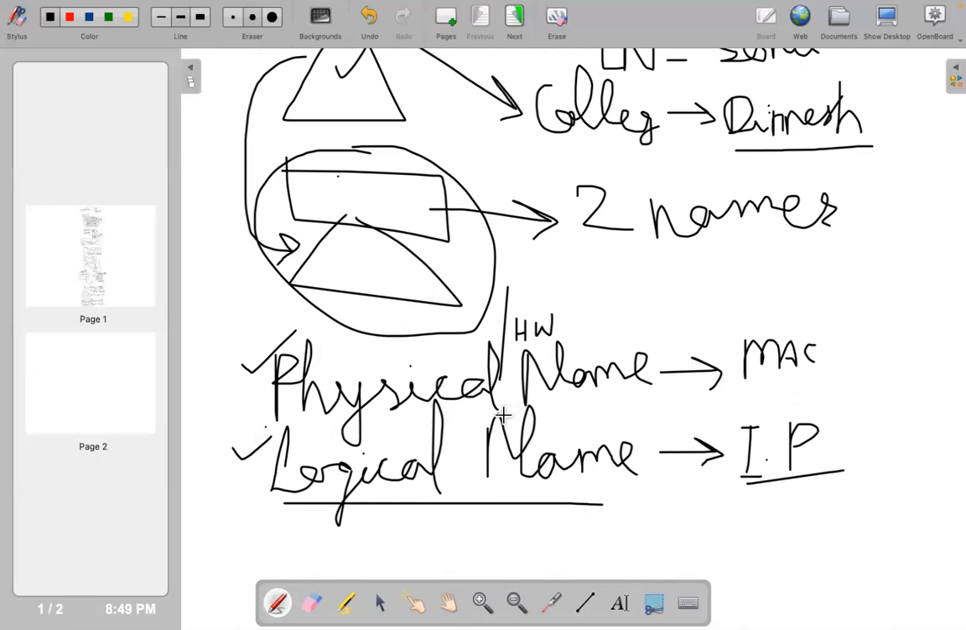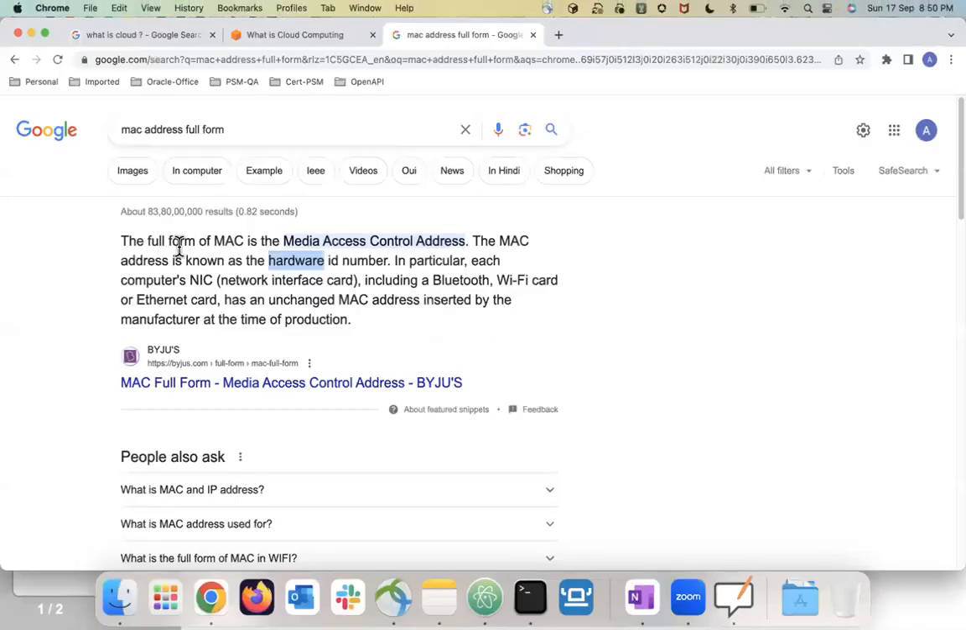So sometimes teachers will say different names, and the student will get confused. Oh my God, what is a physical address? What is a hardware address? What is MAC? First of all, they will not be able to understand what that is. MAC is media access control. Just Google it, you will get it. The full form of MAC is this. The MAC address is known as a hardware ID number.